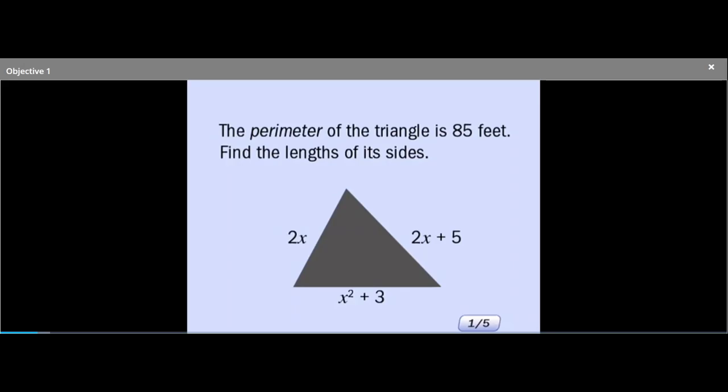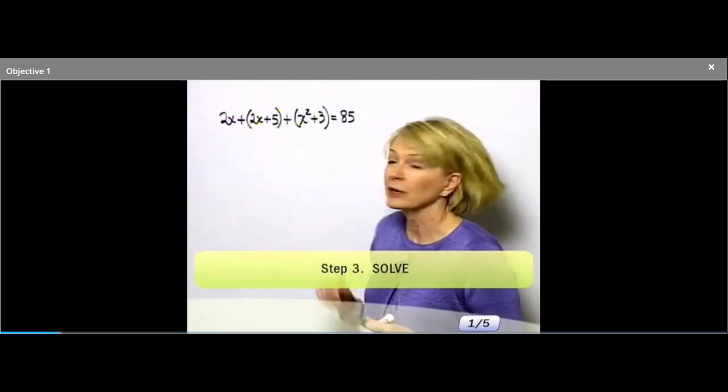Remember, perimeter means distance around. So in order to translate to an equation, we use the fact that perimeter means distance around, and we find the sum of the lengths of the sides shown, set that equal to the given perimeter, 85 feet. So we'll have 2x, the length of one side, plus 2x plus 5, the length of a second side, plus x squared plus 3, the length of the third side, is equal to 85. This is then our equation.